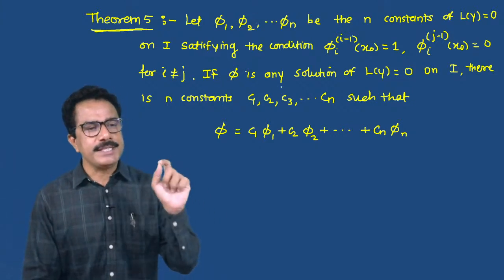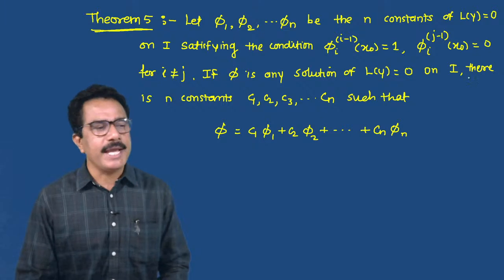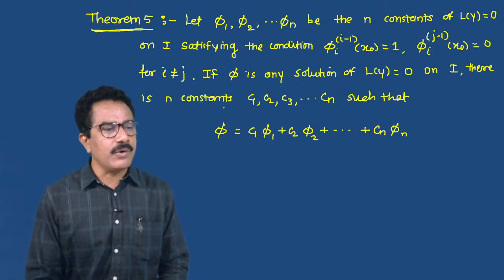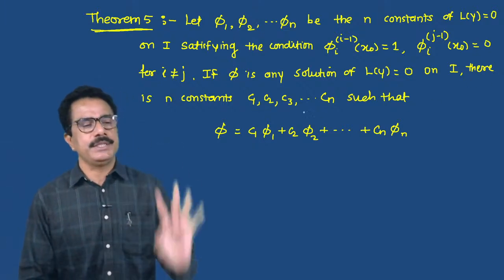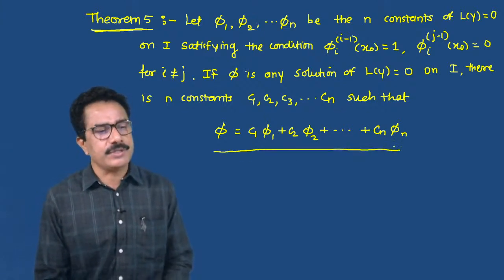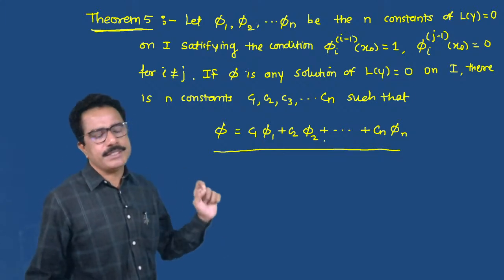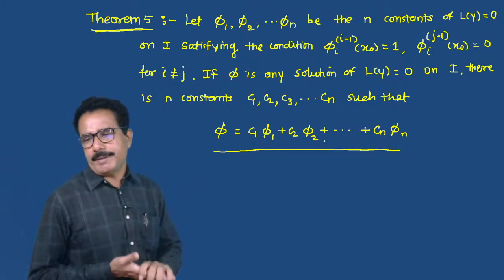If phi is any solution of L(y) = 0 on I, there are n constants c1, c2, c3, ..., cn such that phi = c1 phi1 + c2 phi2 + c3 phi3 + ... + cn phin, in this way.